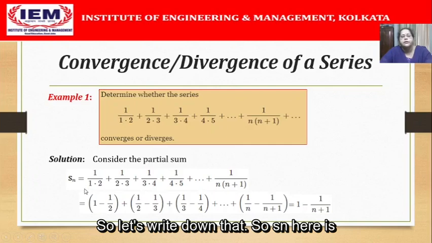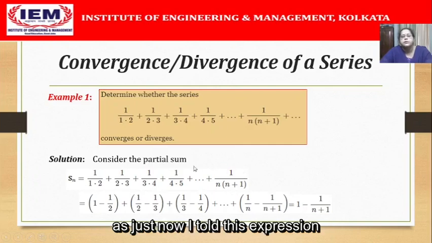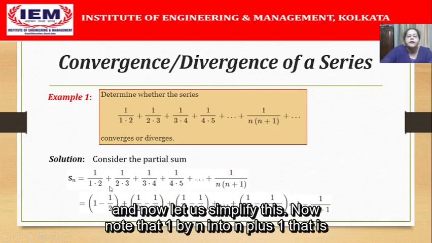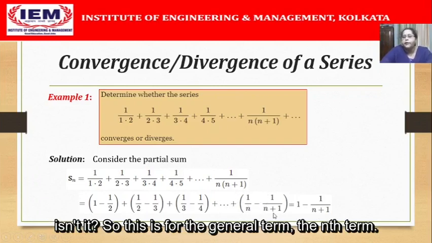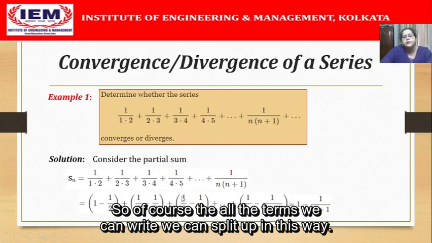So Sn here is, as just now I told, this expression. And now let us simplify this. Now note that 1 by n into n plus 1 is equal to 1 by n minus 1 by n plus 1, isn't it? So this is for the general term, the nth term. So of course, all the terms we can split up in this way.